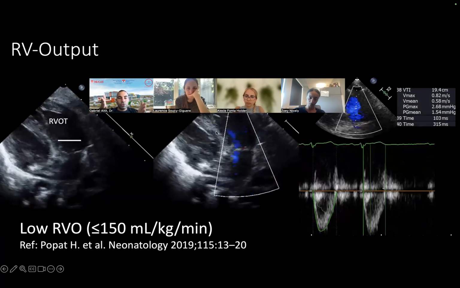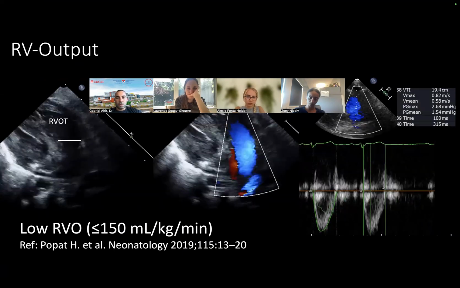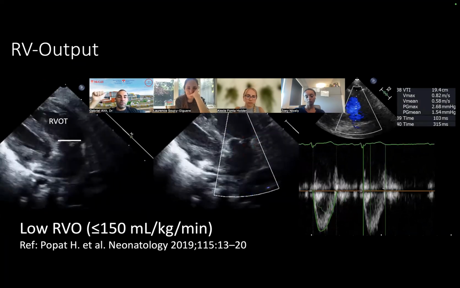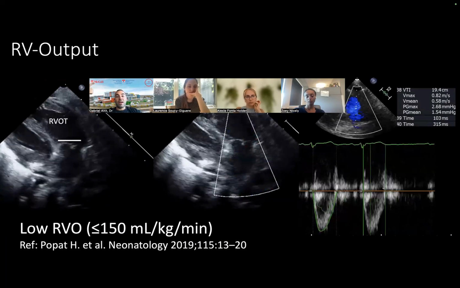When we have the outflow tracts, we often like to have also documented one continuous wave Doppler. The continuous wave Doppler will be important if you're worried about any valvular stenosis. That's one thing important for the RVOT or LVOT, to see if there's a gradient or valvular insufficiency, to capture this in order to calculate the gradients.